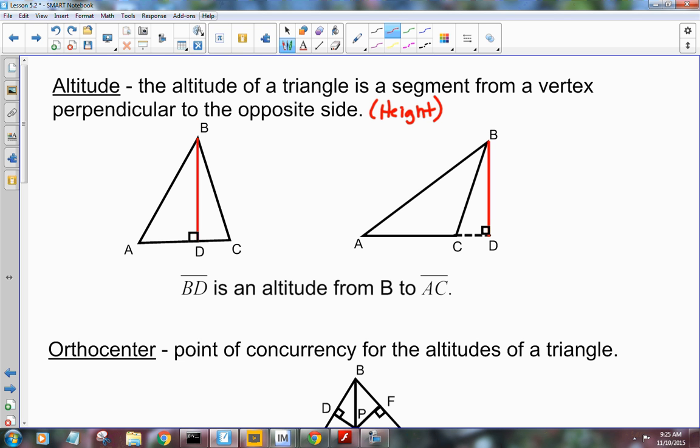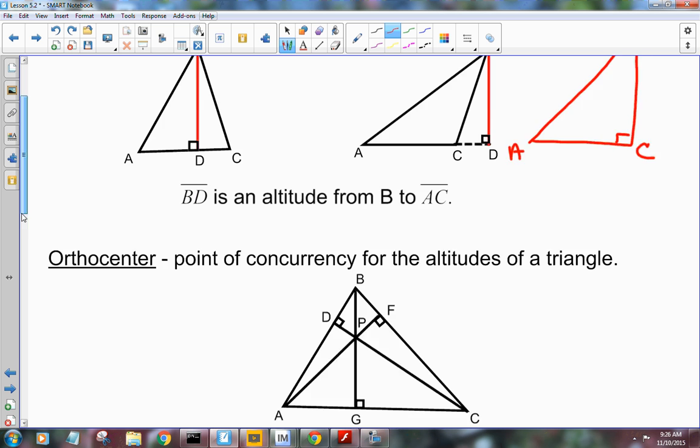Sometimes that altitude is inside of a triangle, like in an acute triangle, it's going to be inside. But in an obtuse, sometimes it comes outside and you have to extend the base. So if I wanted to go from B to AC, I'm going to have to extend AC and then drop my altitude or my height. In a right triangle, sometimes the altitude is actually the side of the triangle. Okay? So this is A, B, C. In this case, BC is an altitude, which is also a side of the triangle.